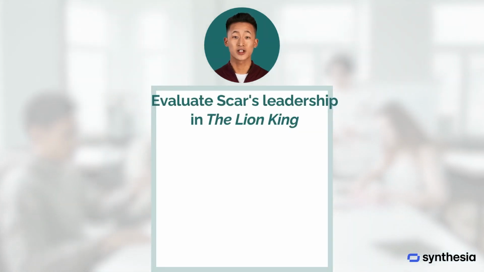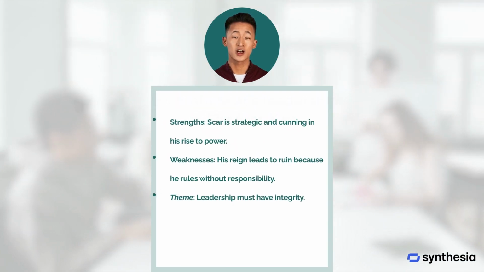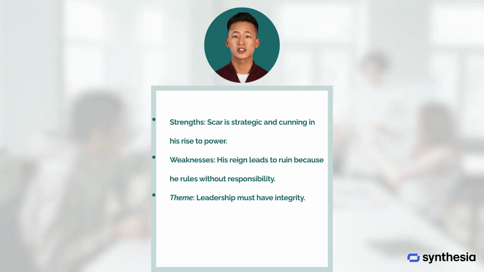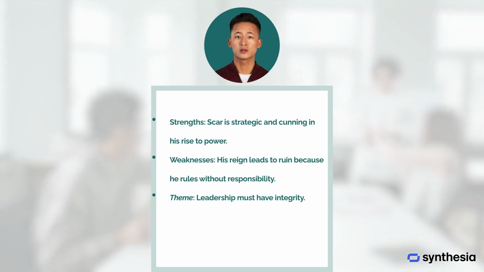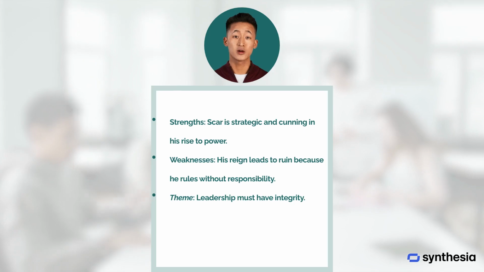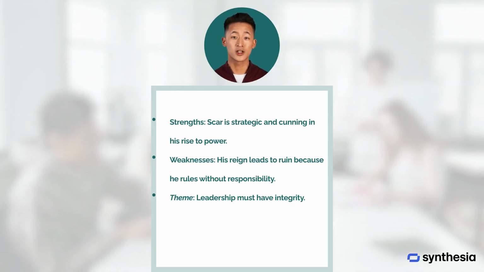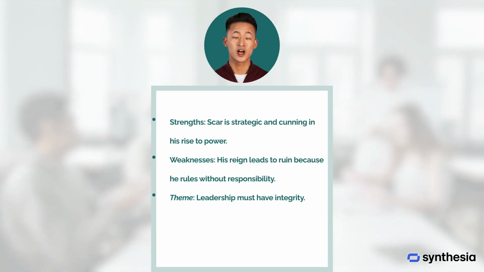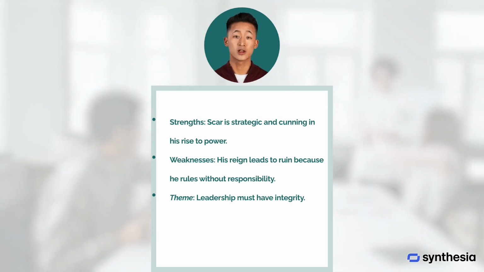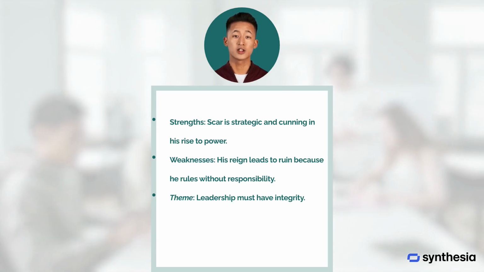Evaluating Scar's leadership reveals key insights into the film's message. His strength lies in his cunning and strategy, which allow him to take the throne. However, his weakness is his selfishness. He rules without responsibility, causing the Pride Lands to fall into ruin. This evaluation helps us better understand the film's theme. Leadership requires more than ambition; it demands integrity and care for others. By contrasting Scar's failure with Mufasa's responsible leadership, the story highlights the importance of accountability in both leadership and life.